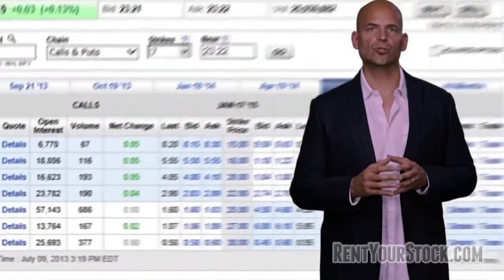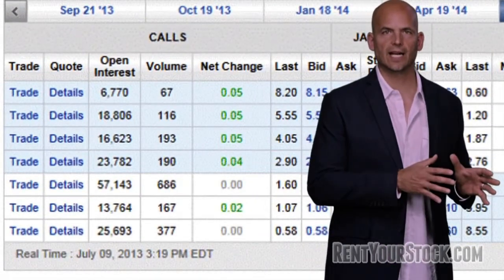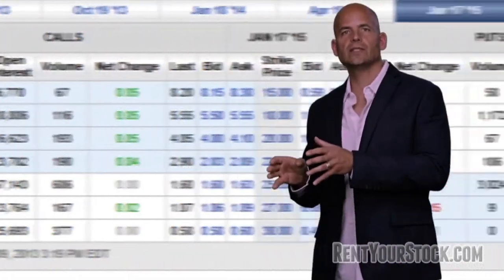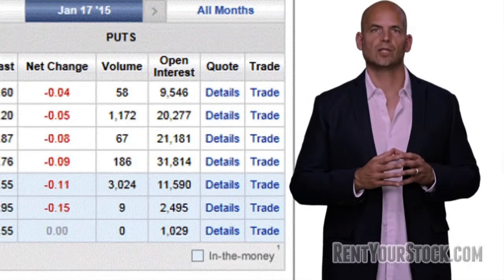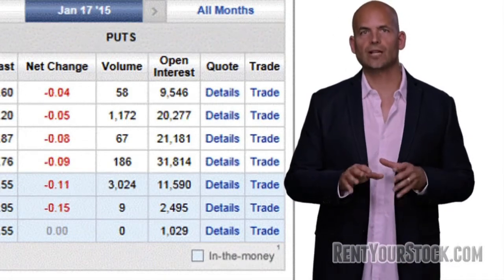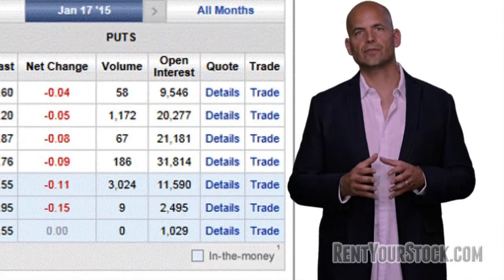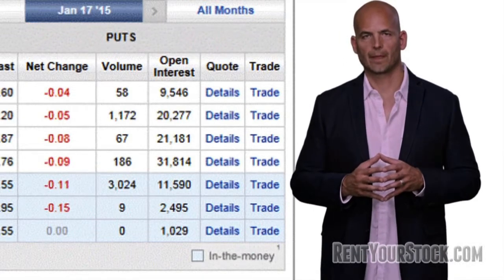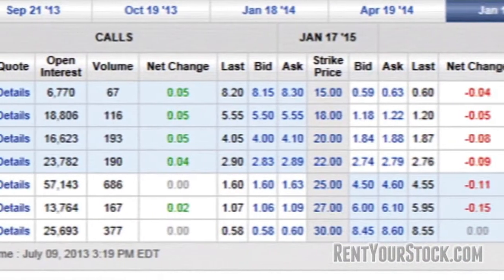The screen now shows you all of the January 17th, 2015 calls on the left-hand side and all of the January 17th, 2015 puts on the right-hand side. Don't worry about the puts right now. I'll teach you all about puts in my course entitled Buy Your Favorite Stocks for Half Price. For right now, we only want to concern ourselves with the left-hand side, the call side.